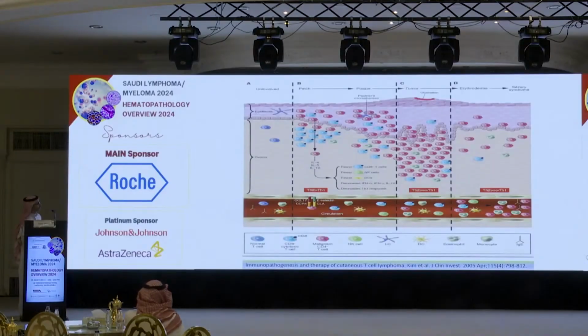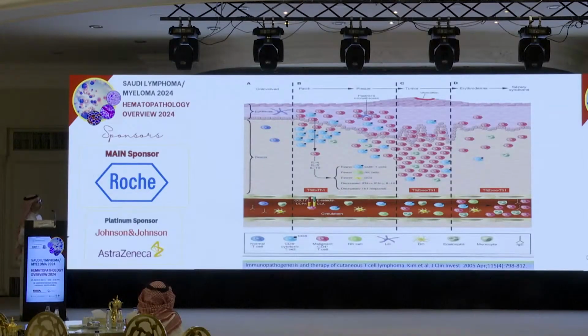So this represents the evolution of the lesions. At the beginning, the red are neoplastic and the blue are reactive T cells. So in the early stage, there are mostly reactive cells. As the lesion progresses, there are more neoplastic cells. Then in the Sézary phase, the cells become fewer in the skin. They go into the circulation.